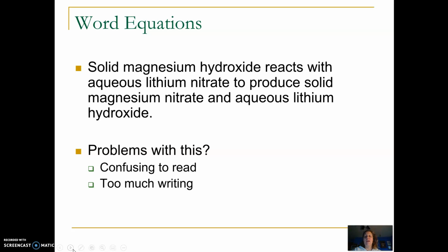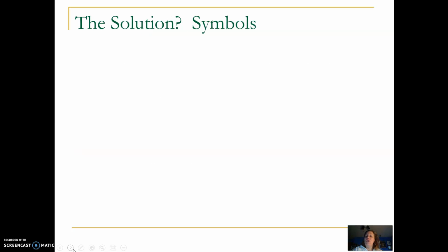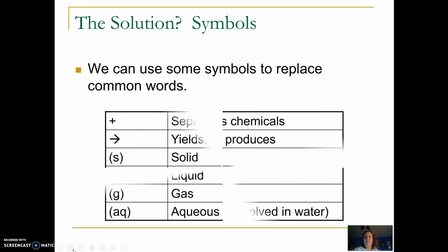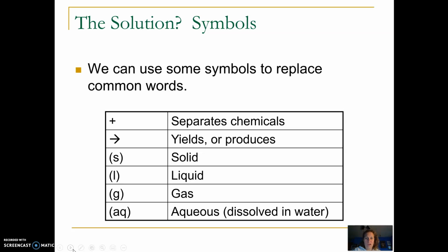And for crying out loud, that is really confusing to read. It's a lot of writing and reading. So how do we shorten it? The first step is we use symbols to replace words. So like plus sign is to separate the chemicals. Arrow means produces or yield. Sometimes you use S for solid things, L for liquid, G for gas, and then AQ, dissolved in water.